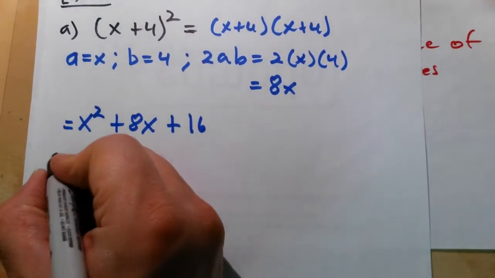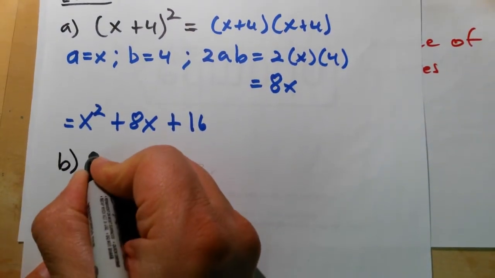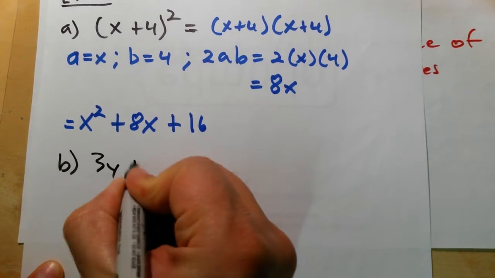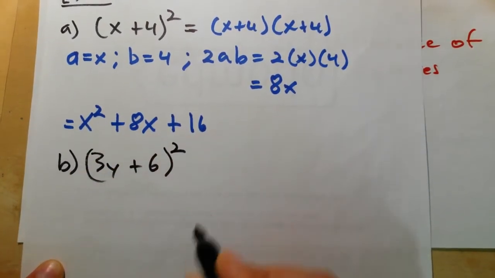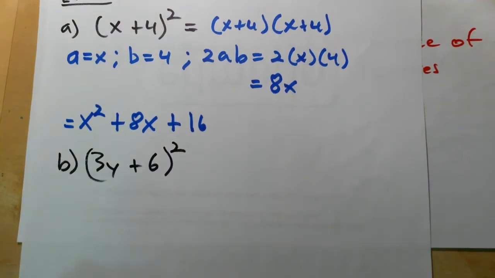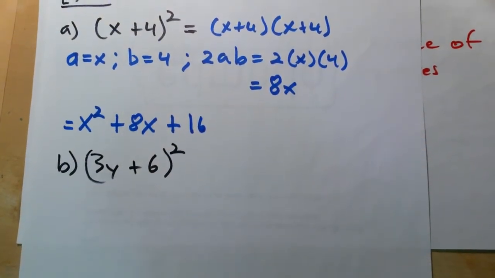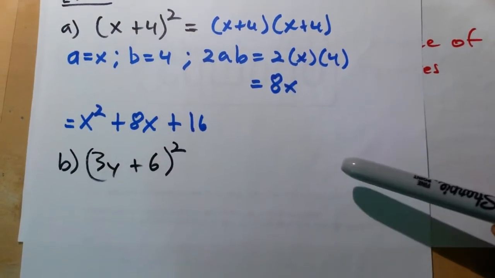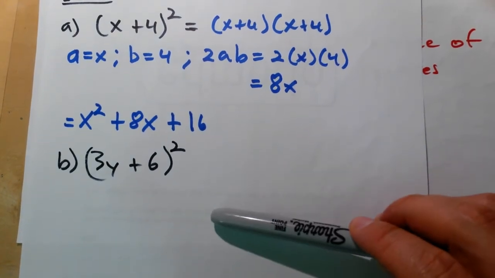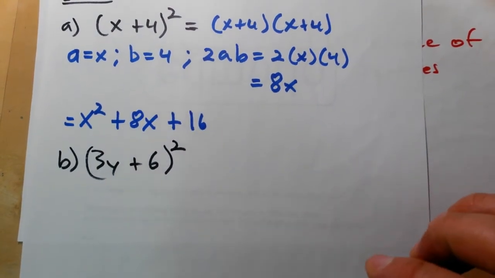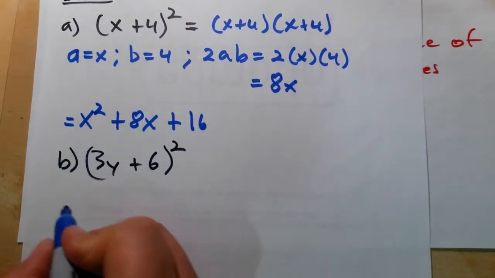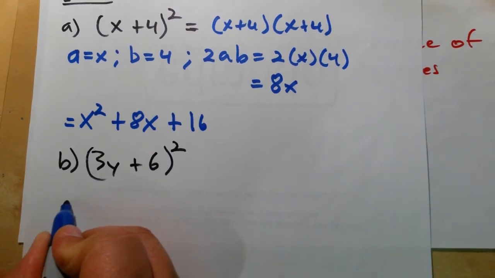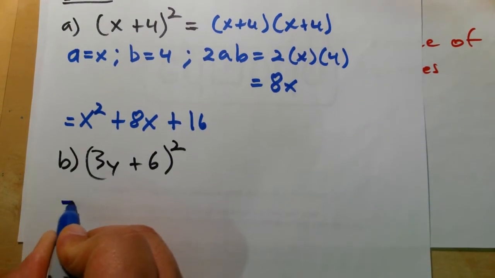We have 3y plus 6 squared. Now I would suggest for you guys to pause the video right now, try it for yourselves, and then compare it with my answer, right? Okay, good. So now this is the way we would do it, right?